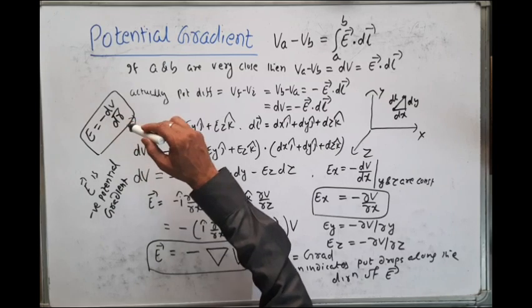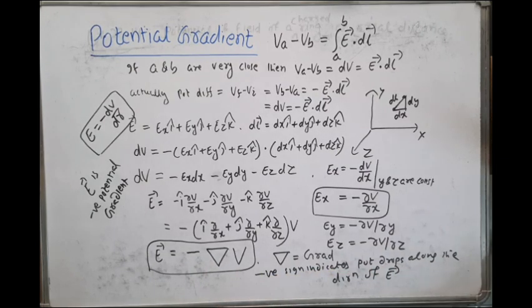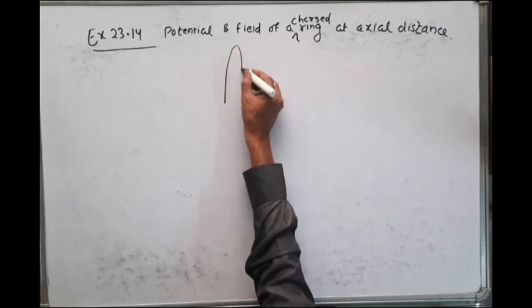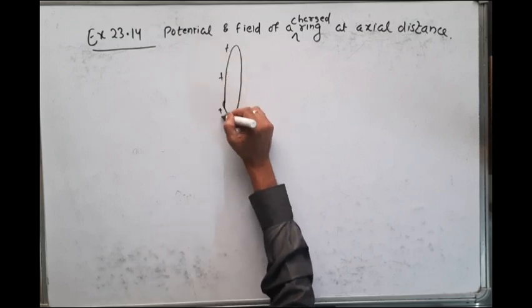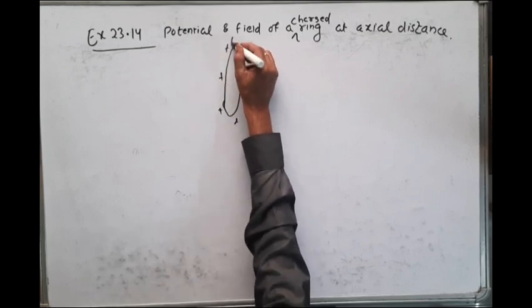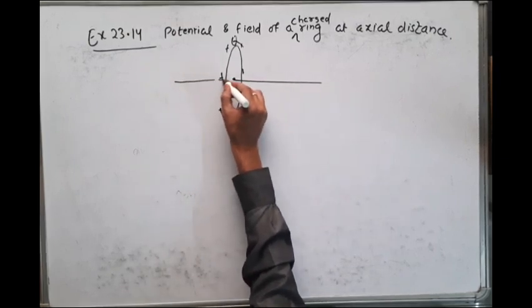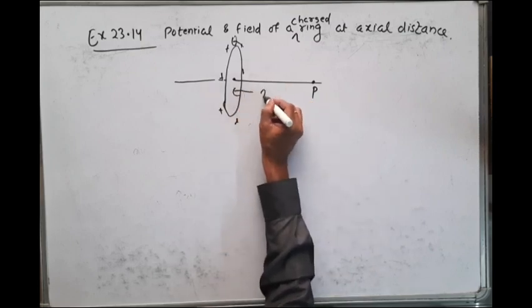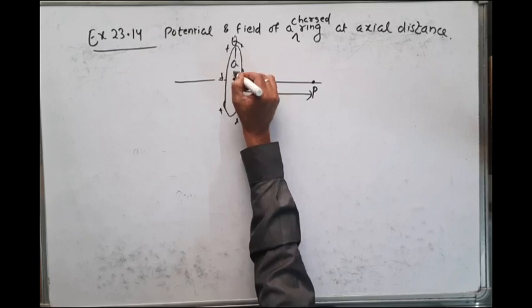So this d by dr is called grad. On this we can solve a problem. Now see, suppose this is a uniformly charged ring. Let us say this is a positively charged ring with charge Q. This is the center and this is the axis. Suppose I take a point P at distance x from the center, and the radius of the ring is a.